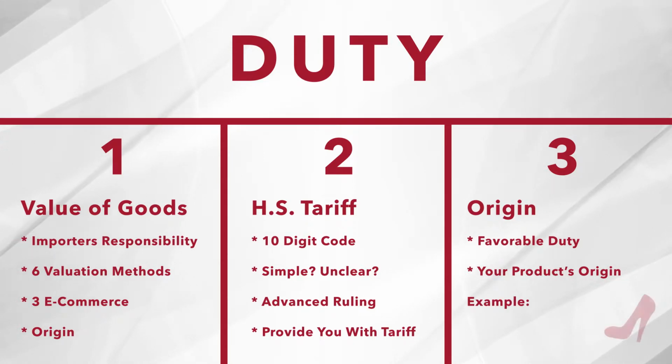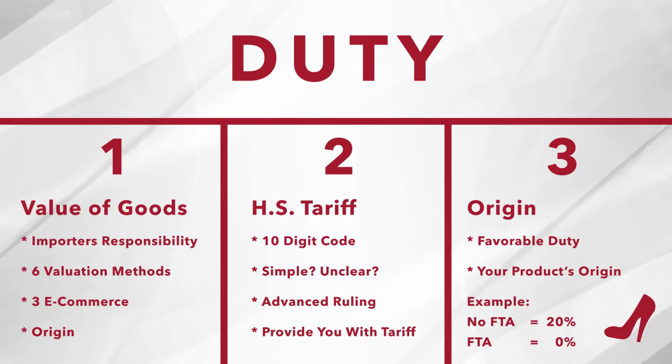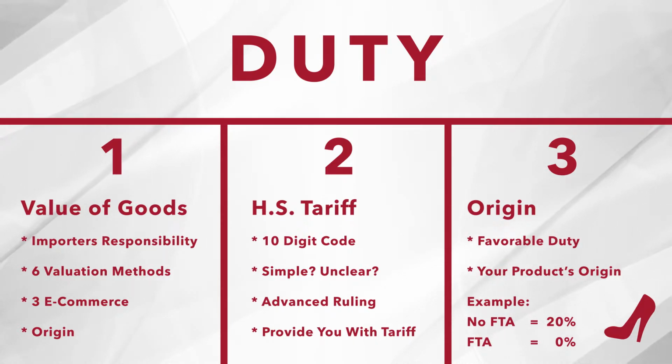For example, shoes imported into Canada from the US have a duty rate of anywhere from 16 to 20%. If those shoes meet NAFTA requirements and the rules of origin, the duty rate for those shoes would be reduced to 0.